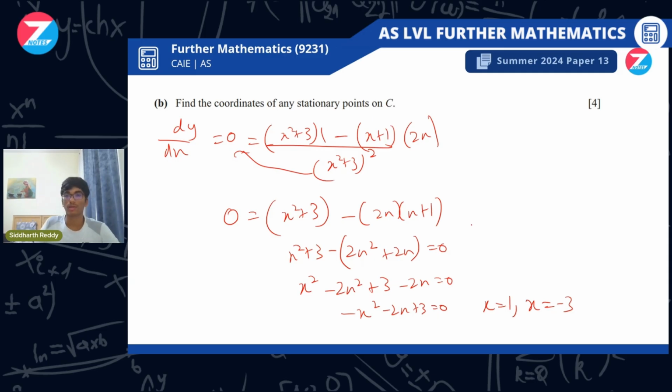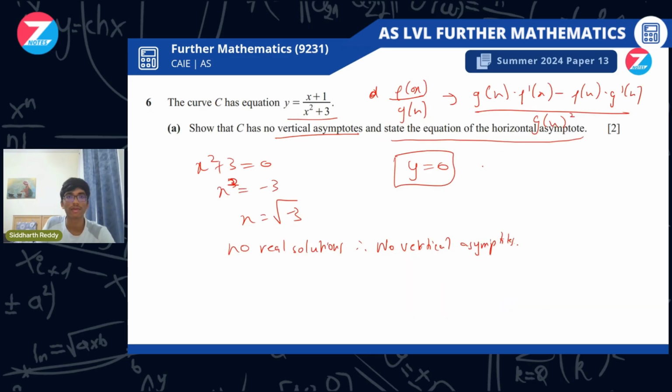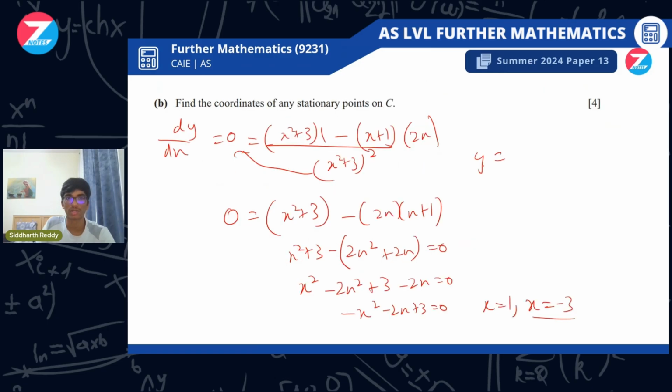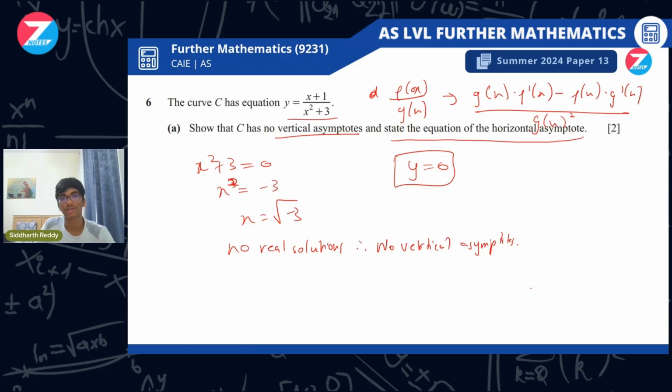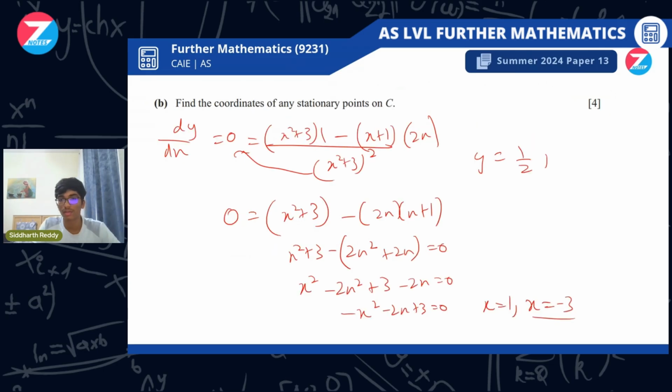Okay, and when x is equal to 1 and x is equal to minus 3, we have y. At x is equal to 1, we have 1 plus 1 divided by 1 plus 3, which is 2 by 4, so it's 1 by 2. And when x is equal to minus 3, we have minus 3 plus 1, which is minus 2, divided by 9 plus 3, which is 12.